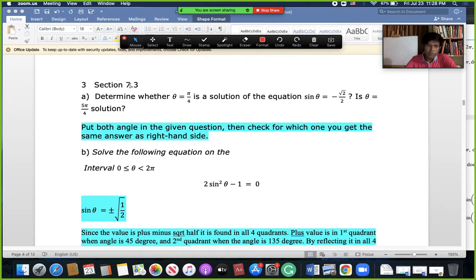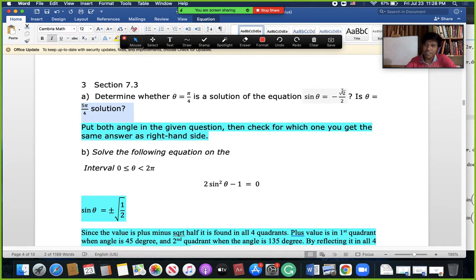Then this is from section 7.3. Two values are given, one is this, and another one is this. Which one is the solution of this given equation? So we can put pi by 4 here instead of theta. So sin pi by 4 equals what? Sin pi by 4 means sin 45 degrees. Sin 45 degrees means root 2 by 2 or 1 by root 2. Both are correct, but positive. That means this is not the answer. So this must be the answer, or you can check it.